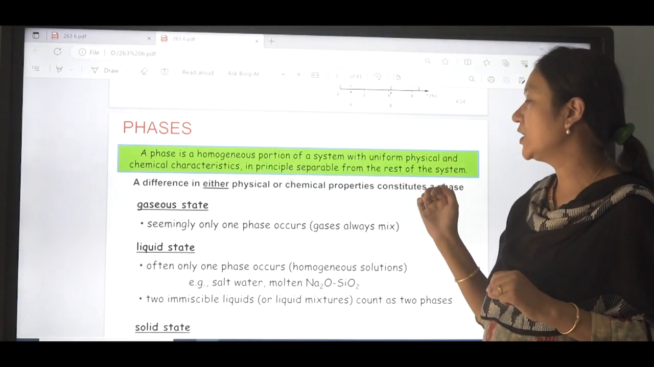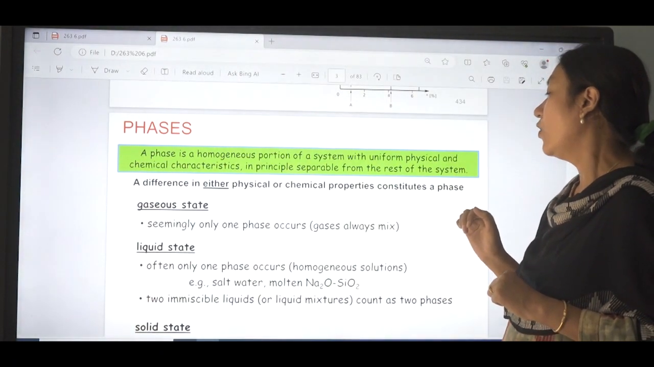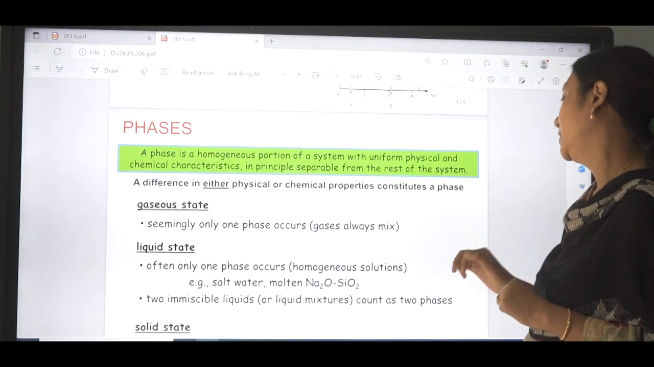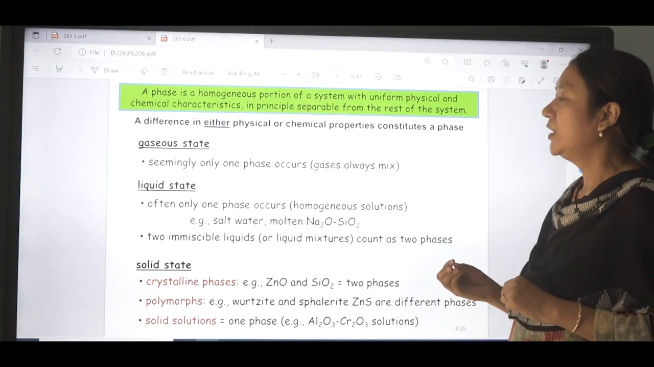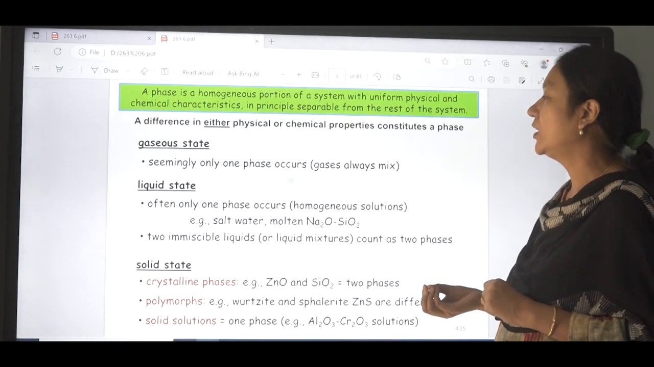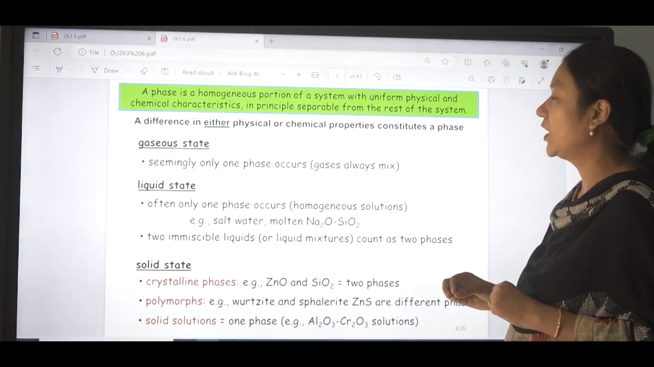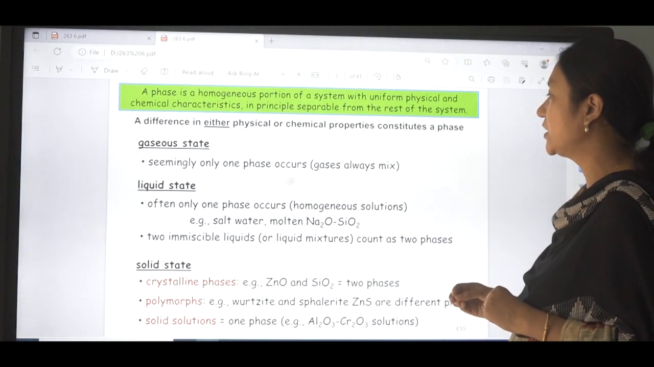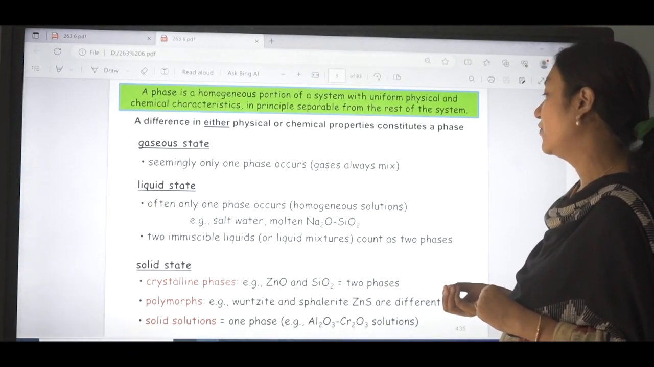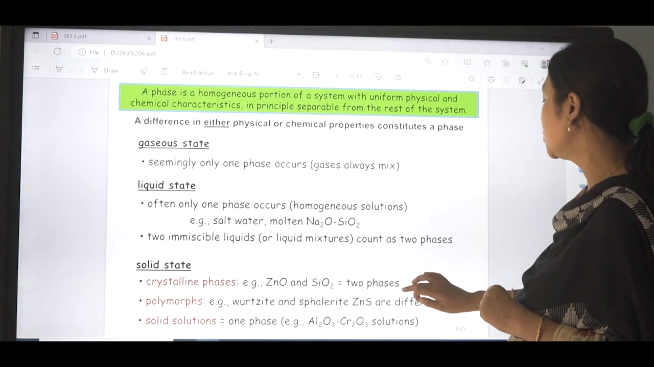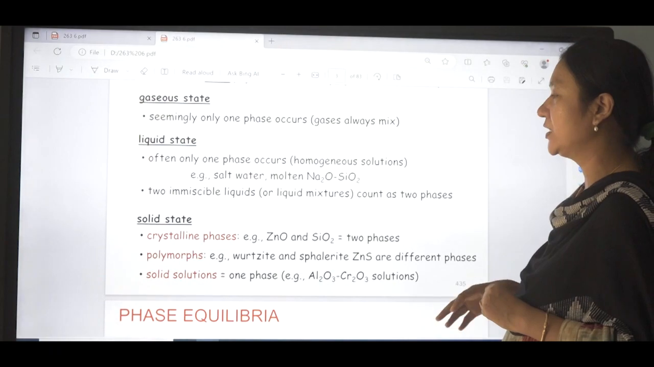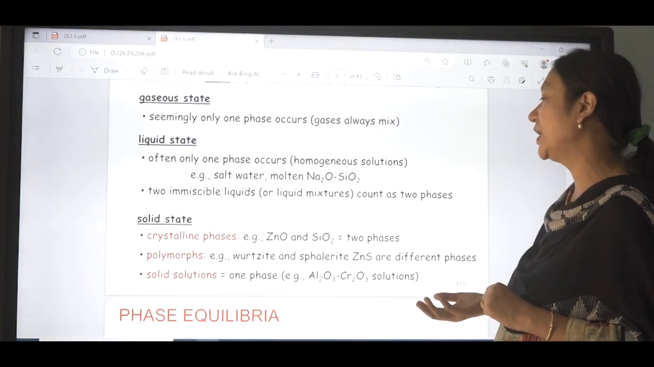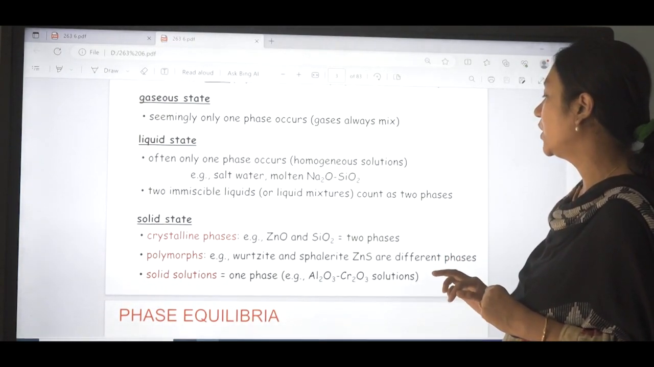Now in the case of the liquid state, often only one phase occurs. So a salt water solution is a liquid phase. It is only liquid. Suppose sugar and water, it is one phase. Although it is a liquid solution, it is one phase. In the solid state or solid phase, it can be in crystalline phases, it can be in polymorph phases, or it can be in solid solution.